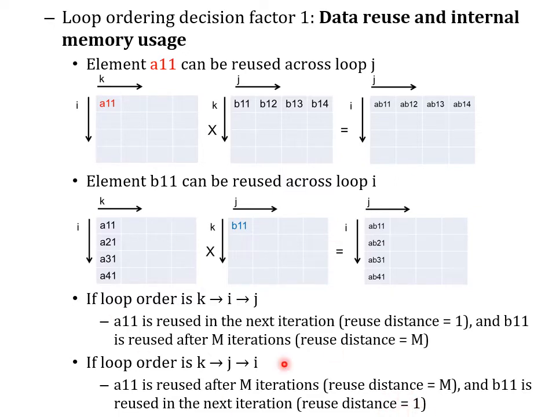So from these exercises, you can see that depending on the loop order, the reuse distance is going to change. And why does it even matter? It matters because the reuse distance is related to the internal memory usage. Let's look at this in detail in the next slide.